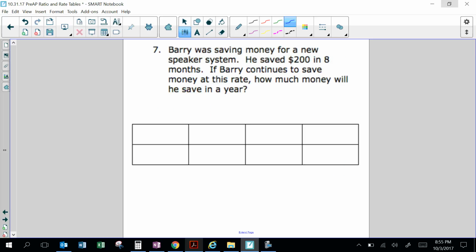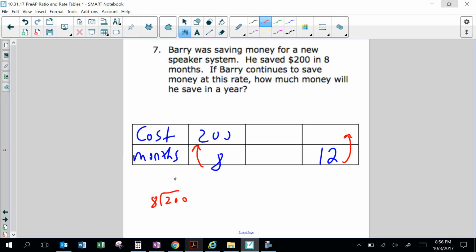All right, number 7. Barry was saving money for a new speaker system. He saved $200 in 8 months. If he continued this pattern, this rate, how much money will he save in a year? What is a year equal to? Hopefully you said 12 months. Can 8 go into 200? It actually does go into it, surprisingly enough.